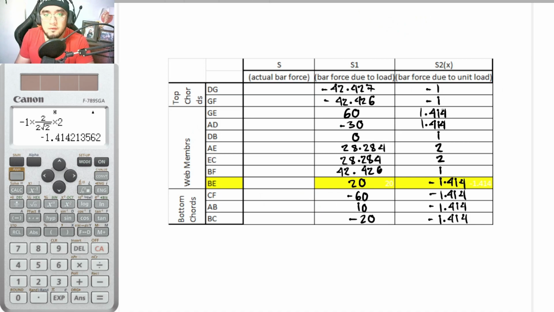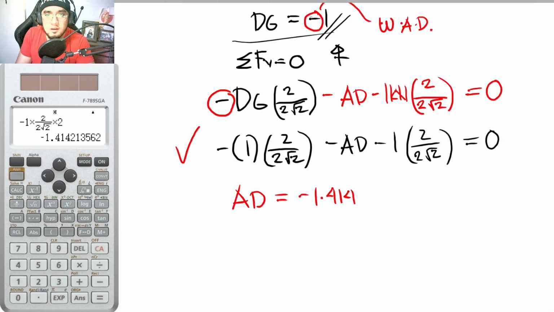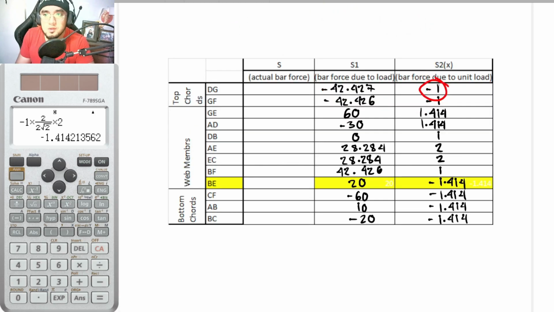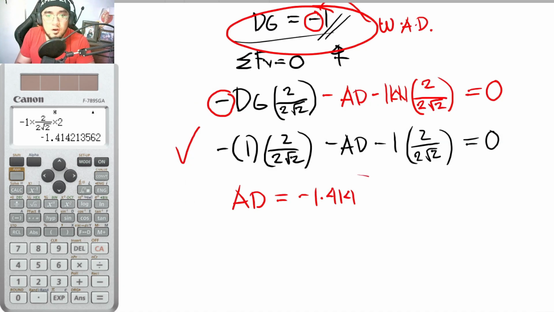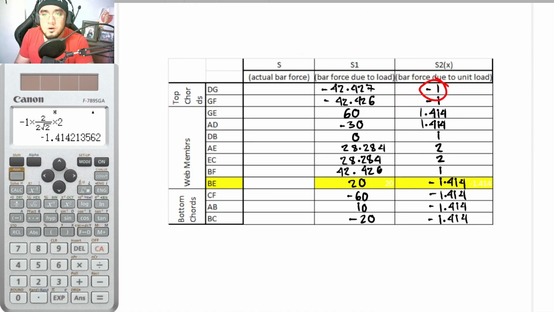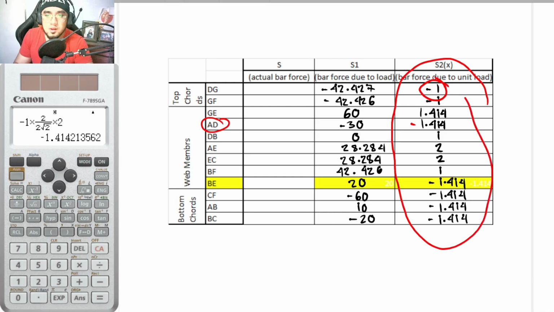So with that, I would now be writing them here. For DG, that is negative 1. I have inputted them here. Then for AD, that is negative 1.414. So where is AD? Here. Oops, is this negative for a moment? Yes, this should be negative. So negative 1.414. So you would be listing them all once again.